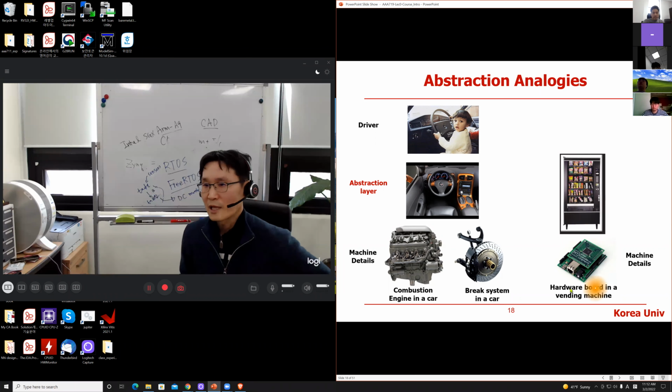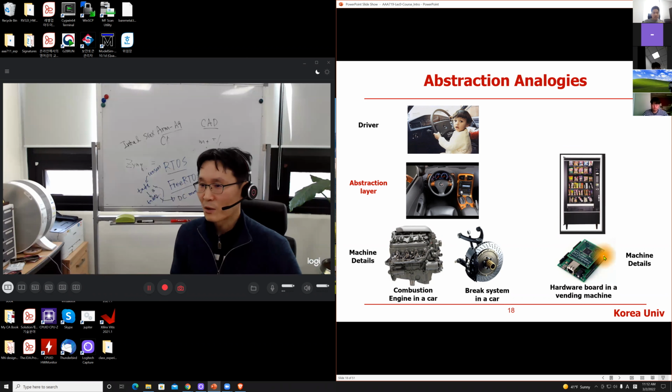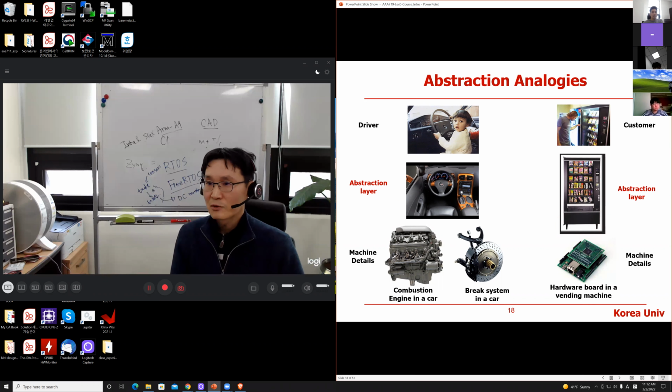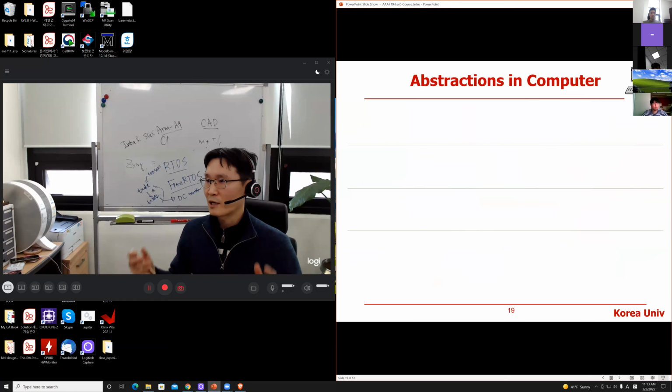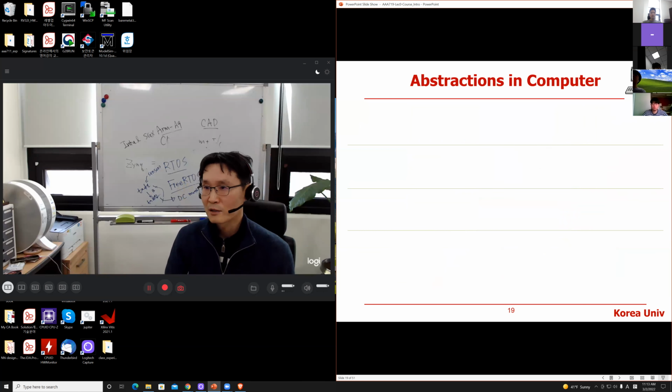There is a small computer system, small digital logic, inside a vending machine. Not many people understand how a vending machine works, but you guys do. Nevertheless, people are able to take out a Coke or Sprite. How come? Because that box provides an abstraction layer. What you have to do is insert the coin, then press the button. That is your job. Same principle applies in computers and mechanical devices.